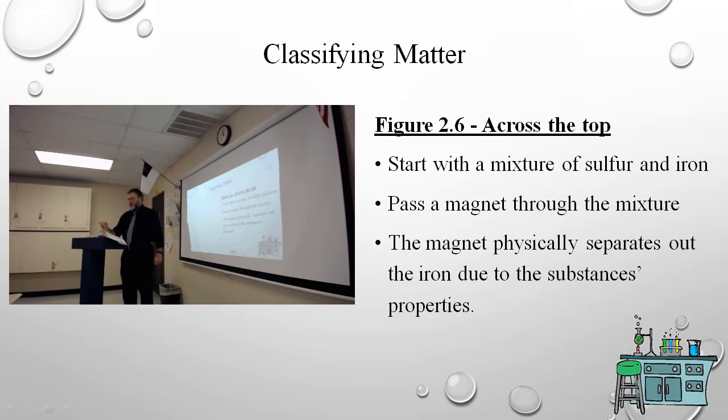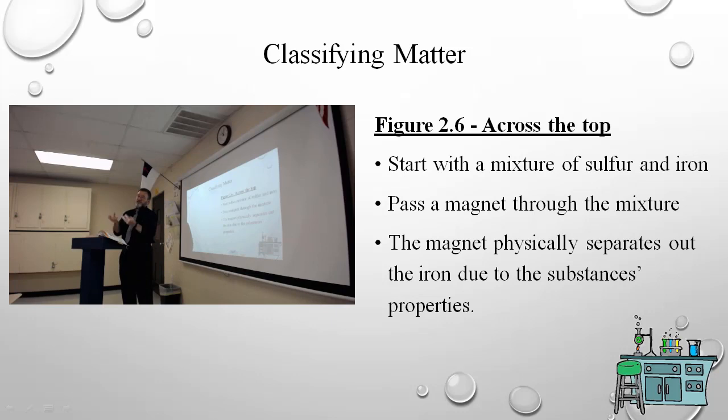So on the top, the physical property we're capitalizing on is that iron is magnetic and sulfur is not. So I have a mixture of iron and sulfur, and I put a magnet through it. The iron is going to be attracted to the magnet, the sulfur is going to be left behind, and I can separate them in that way.